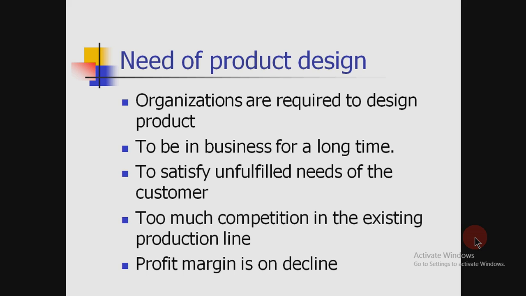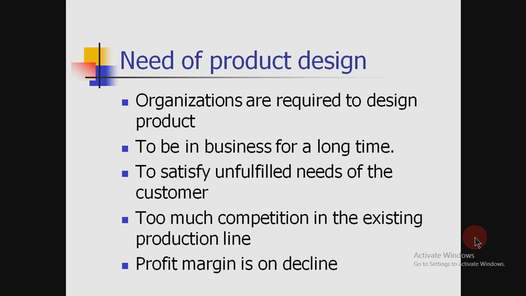So what is the need for product design? Organizations are required to design a product. If the company already has a product and it reaches a level where there is only an average profit, no extra profit being gained, then what will the company do? It will try to innovate certain things, it will try to remodify the things. As you see in the example of the iPhone, every year the iPhone launches a new version with certain new features, and according to those features, people are waiting for the launch of the iPhone. People are ready to buy every year. There are many classes of people who buy the iPhone every year, or the different versions of the car. You can see the different versions.